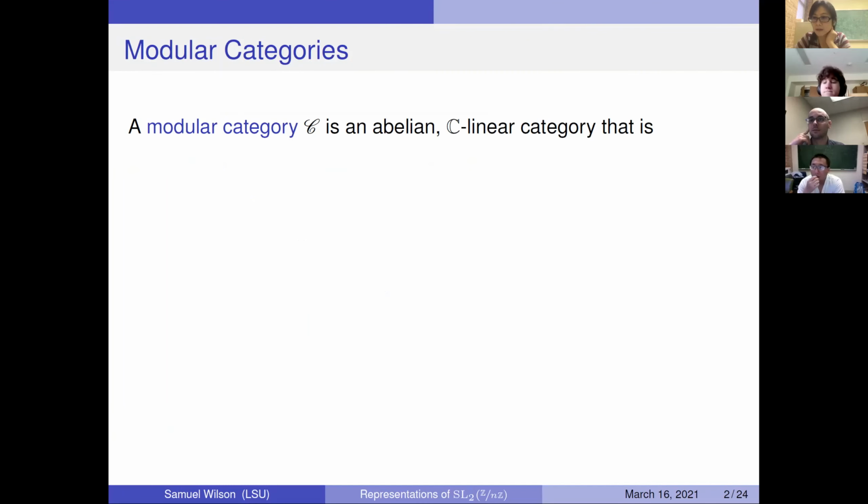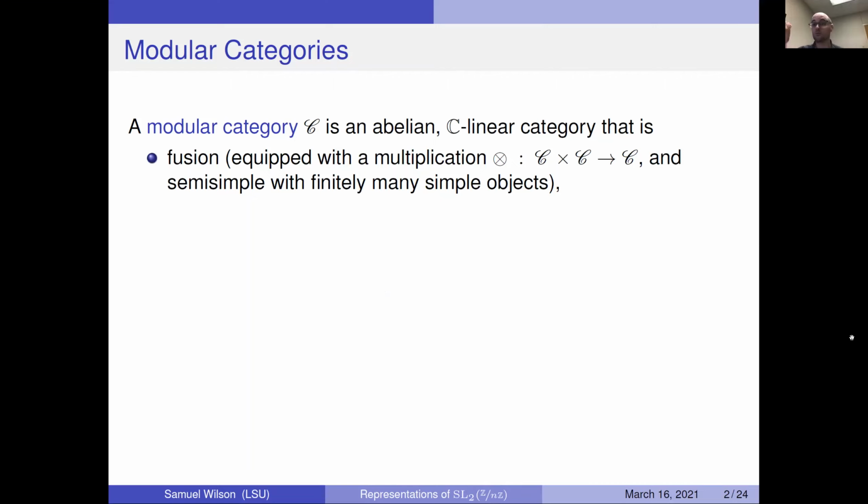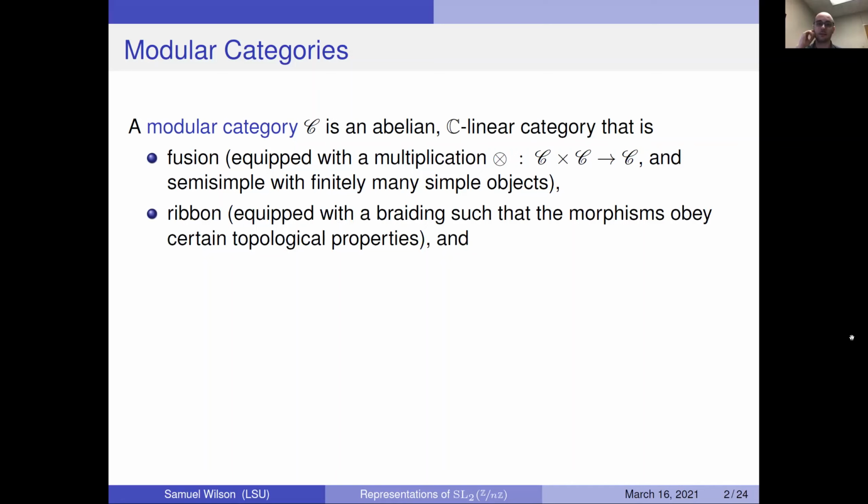So it's an abelian C-linear category, and then it has a whole list of additional structures on it, but very roughly, it's a fusion category, which means that it's semi-simple, and we have this multiplication on the objects. This essentially works sort of like fusion of quantum particles, with the simple objects taking the place of the types of particles in the system. And secondly, it's a ribbon category, which means that we have a braiding and twists and duals and things like that, which essentially mean that the morphisms in our category act in a topological way.